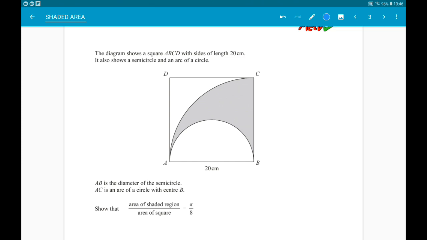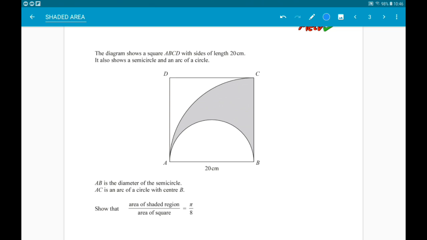Okay, next up, the diagram shows a square ABCD of side length 20 centimeters. It also shows a semicircle and an arc of a circle. AB is the diameter of the semicircle. AC is an arc of a circle, centre P. We want to show that the area of the shaded region over the area of the square is pi over 8.